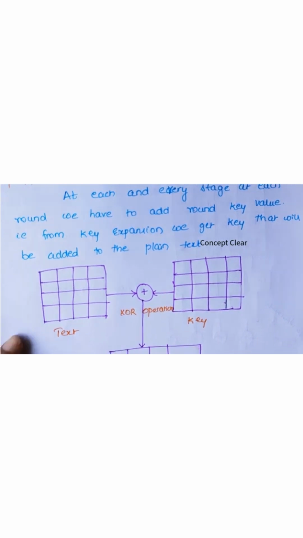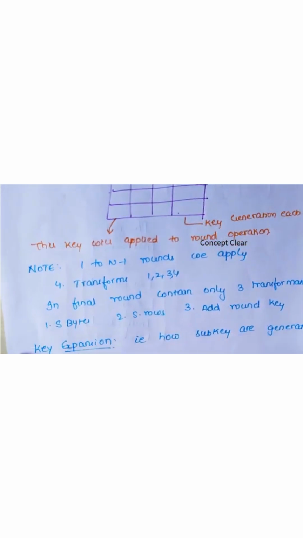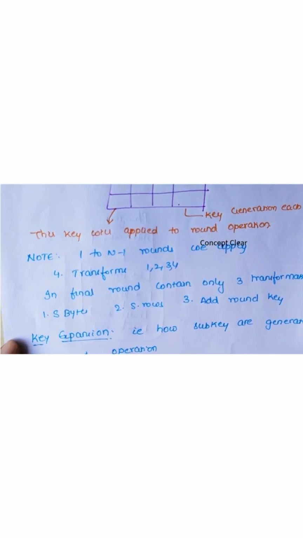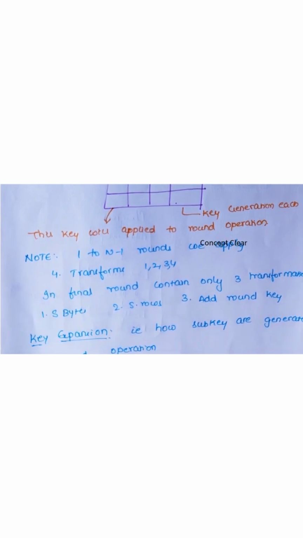This key is applied to each and every round. Here the main thing is, in round operations we will perform 4 operations. The first one is substitute bytes, the second one is shift rows, then the third one is add row matrix, the fourth one is add column matrix.